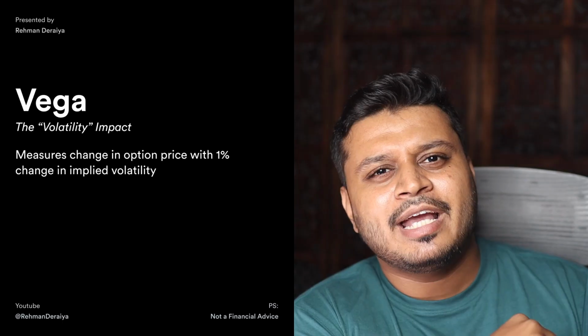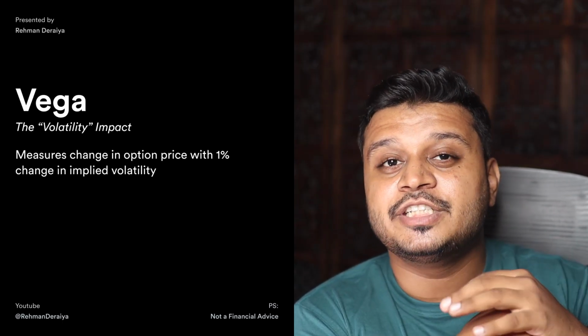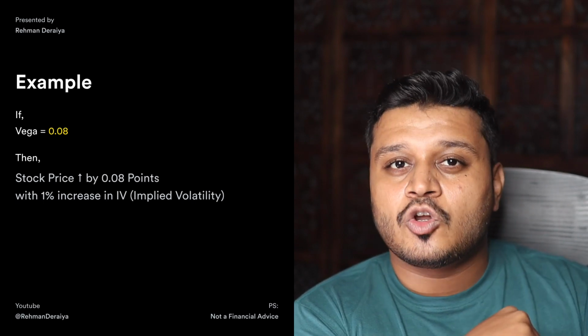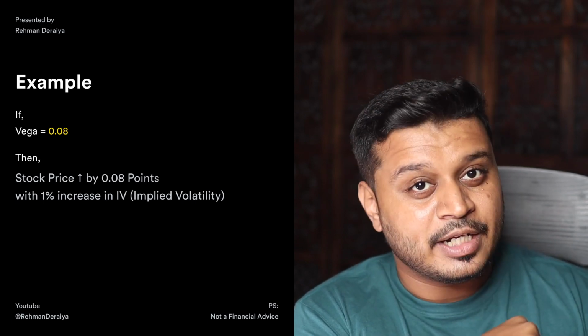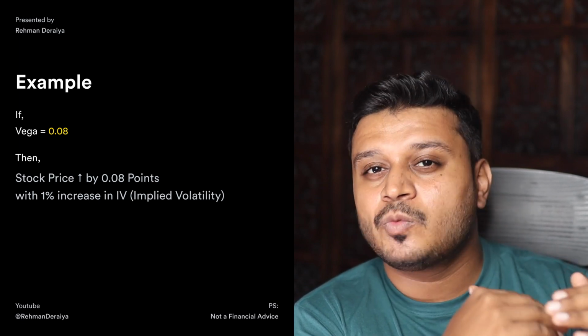Last but not least, we have Vega, the Greek associated with volatility. Vega means the change in price of an option for every 1% change in implied volatility. Let's suppose a call option on Nifty has a Vega of 0.08. If the implied volatility increases by 1%, the option price will increase by 0.8 points.